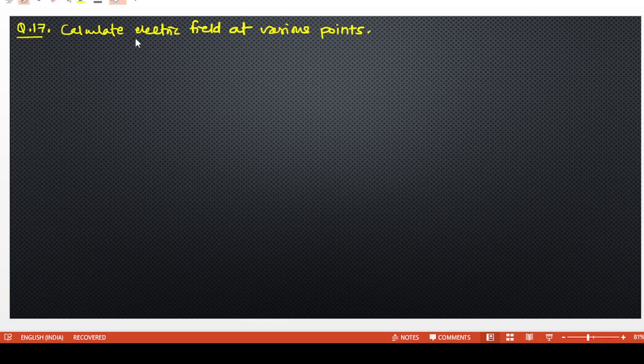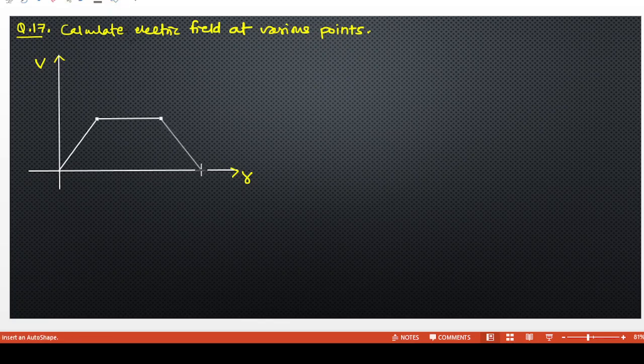Calculate electric field at various points. So we are given the variation of potential as a function of position. Here position is not x or y or z, it is r. So again it is a one-dimensional case. Variation of potential is given to you. Initially potential goes on increasing, then potential remains constant, and then it again goes on decreasing.